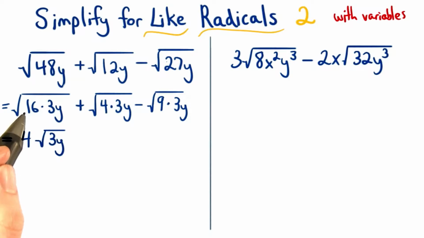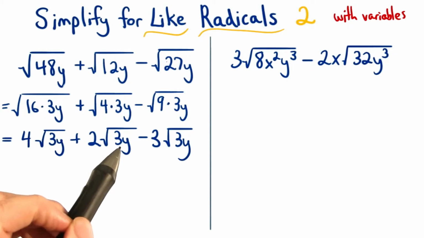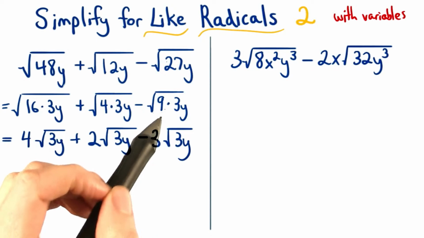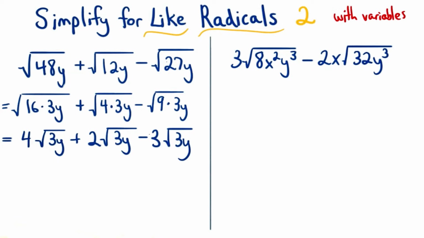For the first one, we know the square root of 16 equals 4, and then we're left with multiplying it by the square root of 3y. We take the square root of 4 to get 2 times the square root of 3y, and we take the square root of 9 to get 3 times the square root of 3y. Be sure you keep the signs the same as you work.